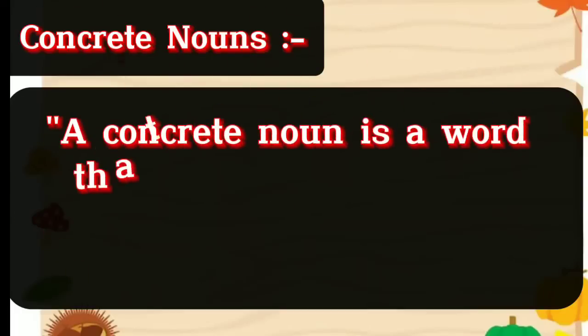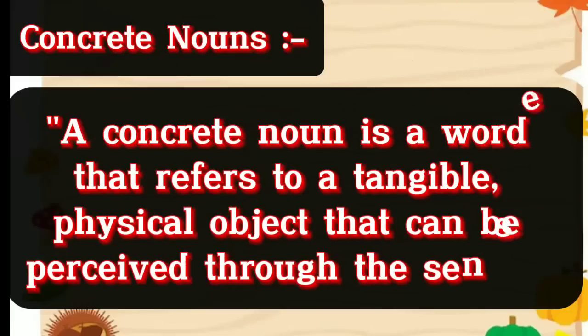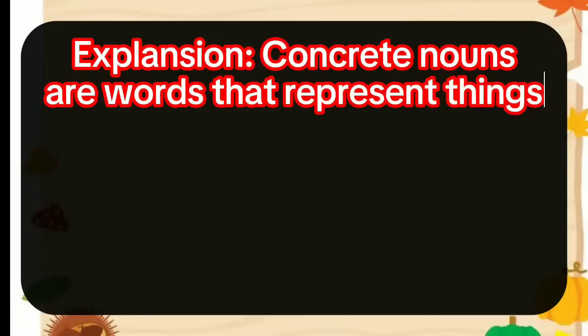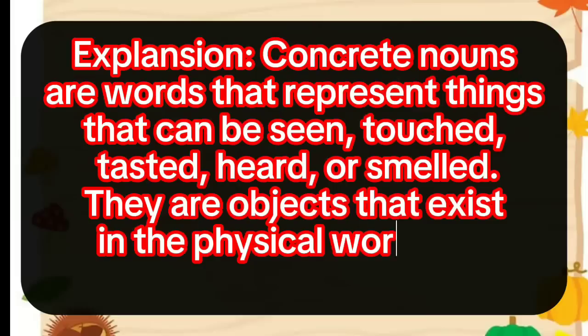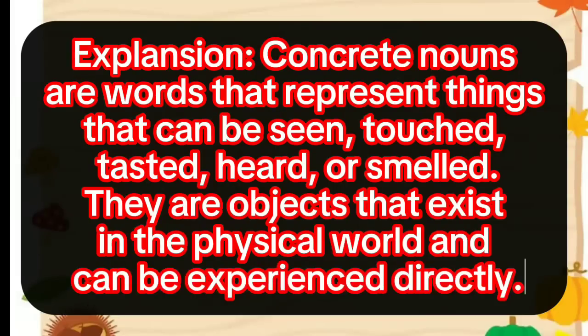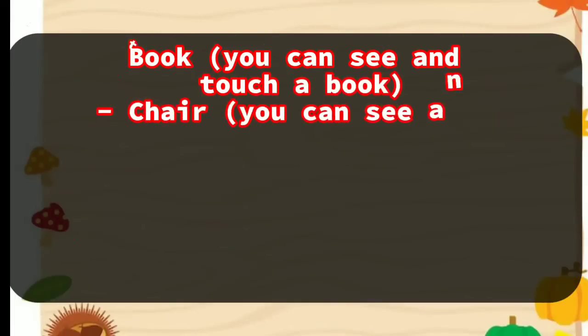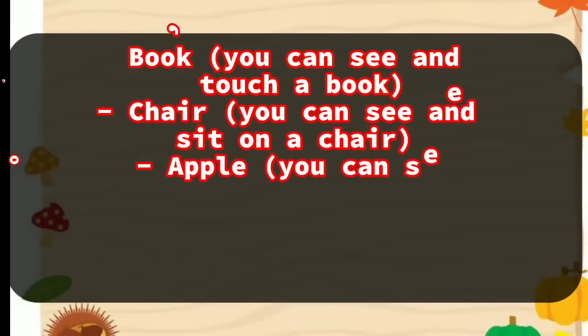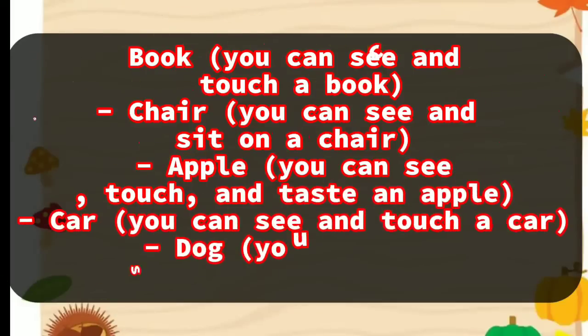A concrete noun is a word that refers to a tangible, physical object that can be perceived through the senses. Expansion: concrete nouns are words that represent things that can be seen, touched, tasted, heard, or smelled. They are objects that exist in the physical world and can be experienced directly. Example: book, you can see and touch a book. Chair, you can see and sit on a chair.